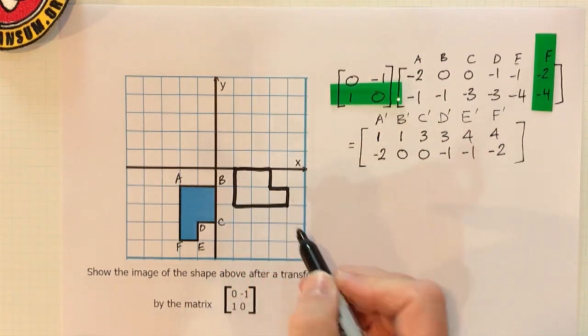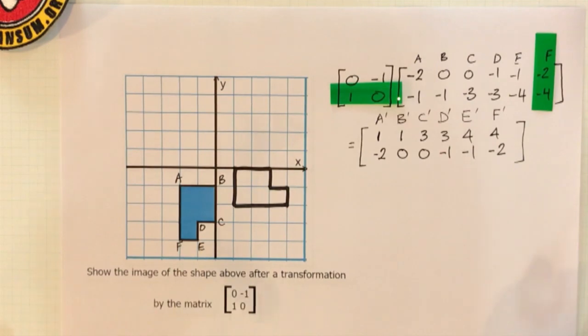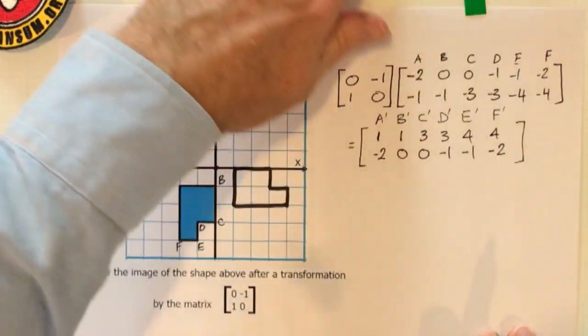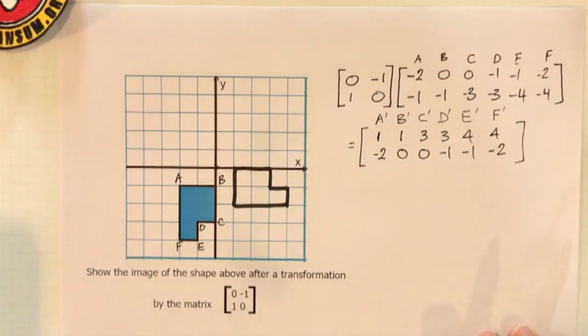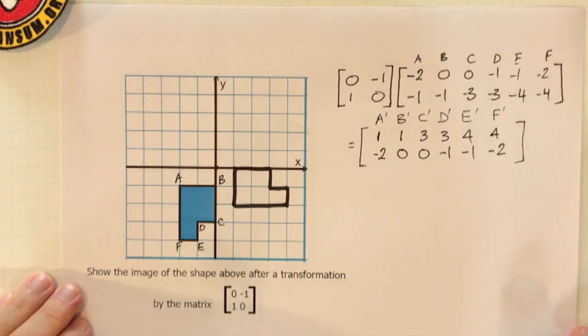So what sort of transformation do you think that is? Well, to me, it looks like a rotation. It looks like a rotation of 90 degrees. And because it's going in the anti-clockwise direction, I'm going to say it's a rotation of positive 90 degrees. And the center of rotation looks to me as if it is the origin right there. And that's how you do transformation using matrices. So have a go at level 5 and then come back here for level 6.